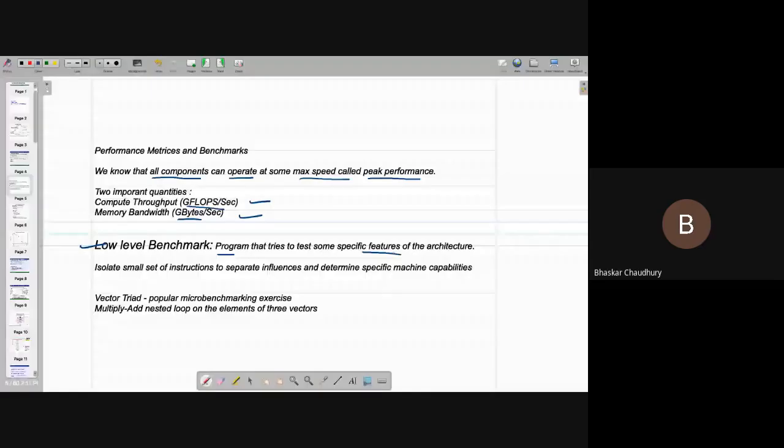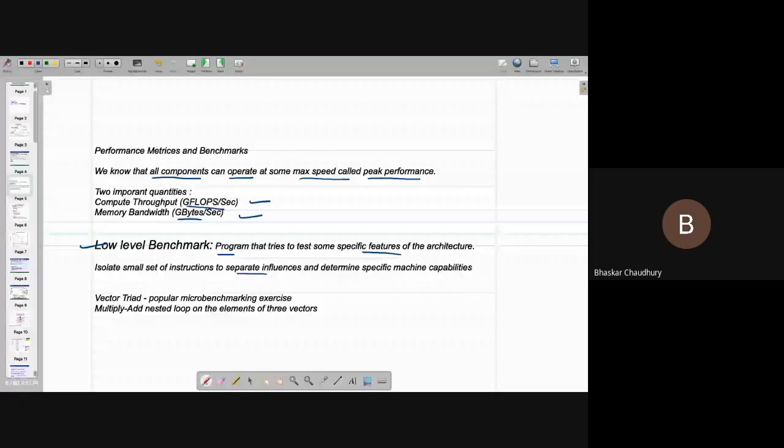So what are these benchmarks? These are simple programs that try to test some specific features of the architecture, primarily the memory units and these ALUs. What it does is isolate a small set of instructions to separate influences and determine specific machine capabilities. So what is the capability of the memory system? What is the capability of the processor, and so on?